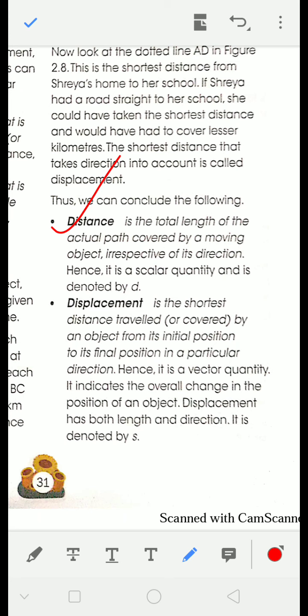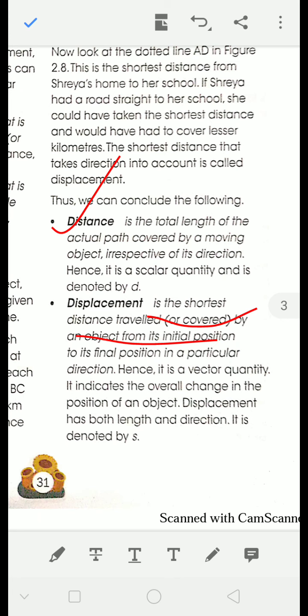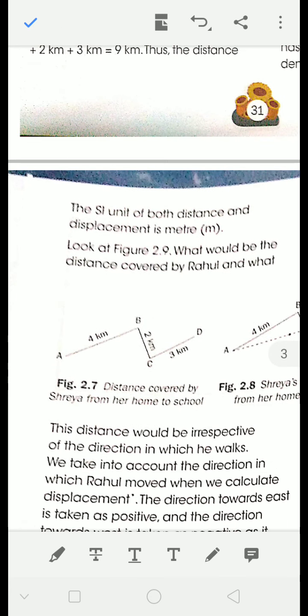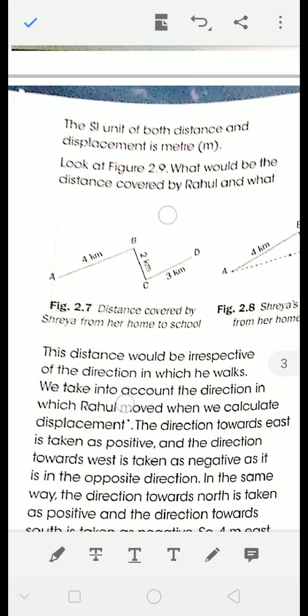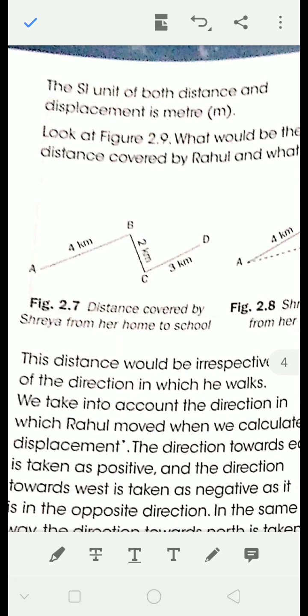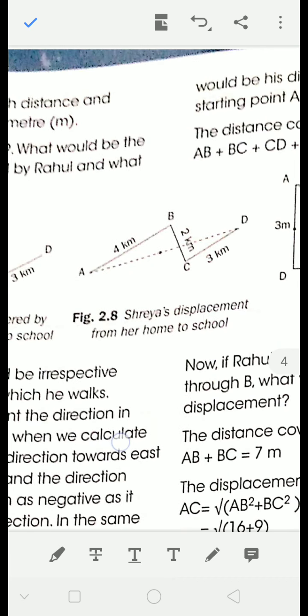And displacement means what? Displacement is the shortest distance between the initial position and the final position. For example, as we can see here, suppose a body travels A to B 4 kilometers, B to C 2 kilometers, again C to D 3 kilometers. So if the body is going in this way, then total distance will be 4 plus 2 plus 3, that is 9 kilometers. But what is displacement?